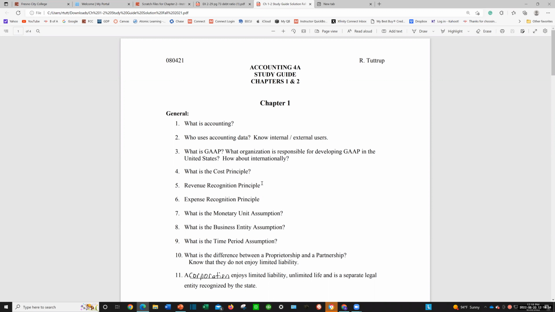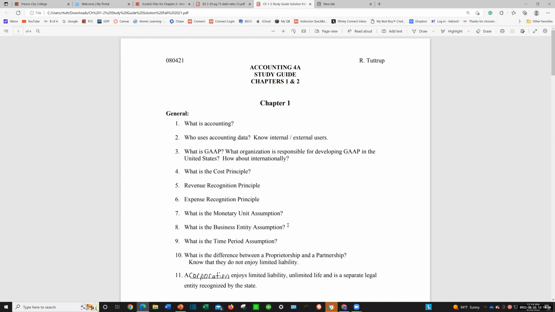The revenue recognition principle just says that revenues are recognized when earned. It doesn't matter if you receive the cash or not. Expense recognition principle: all expenses must be matched against the revenue. Okay. What is the monetary unit assumption? Only transactions that can be expressed in money, in dollars and cents, can be recorded in a transaction.